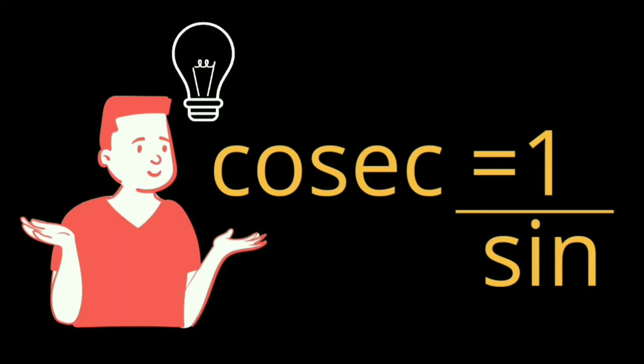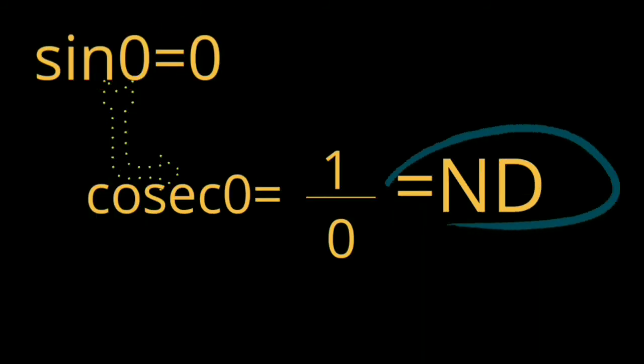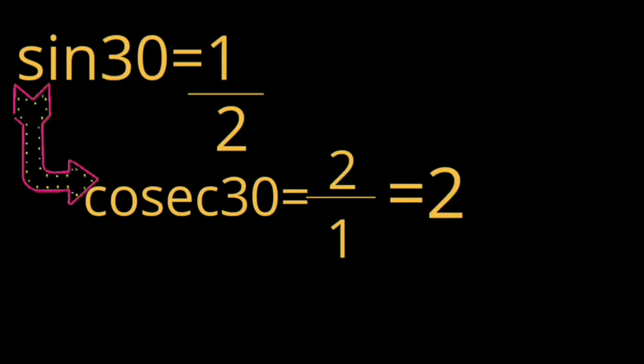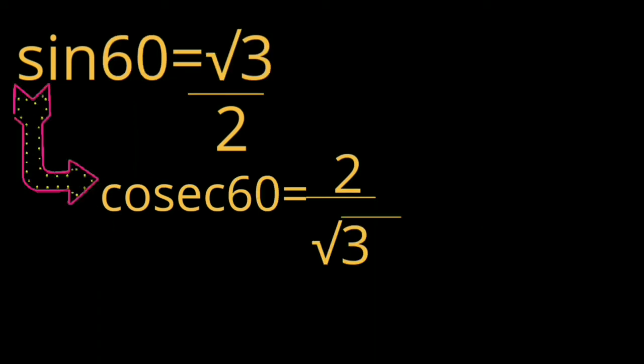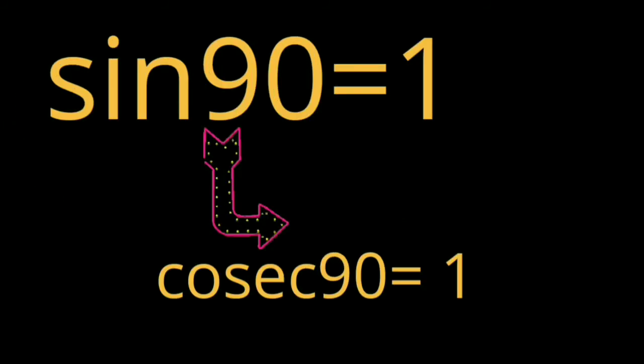Cosec is 1 upon sine. Let's see the values. Sin 0 is 0, therefore cosec 0 will be 1 upon 0, which is not defined. Sin 30 is 1 upon 2, therefore cosec 30 will be 2 upon 1, that will be 2. Sin 45 is 1 upon root 2, therefore cosec 45 will be root 2 upon 1, that is root 2. Sin 60 is root 3 upon 2, therefore cosec 60 is 2 upon root 3. Sin 90 is 1, therefore cosec 90 will also be 1.